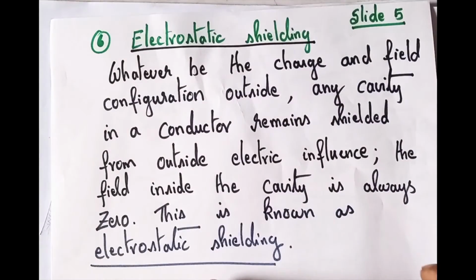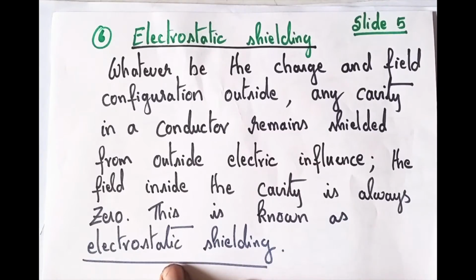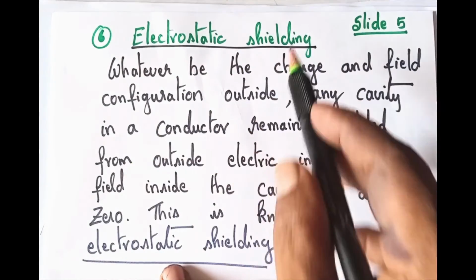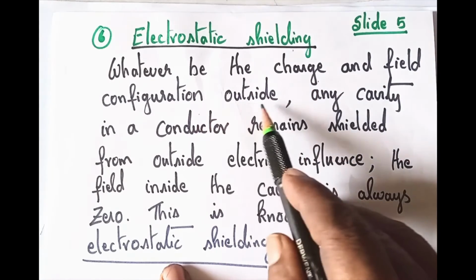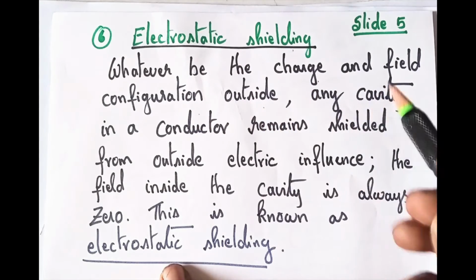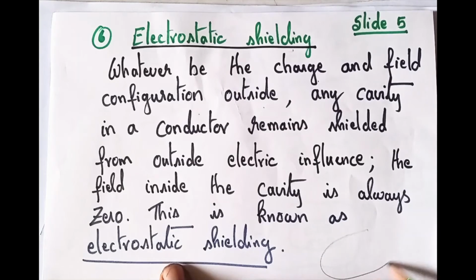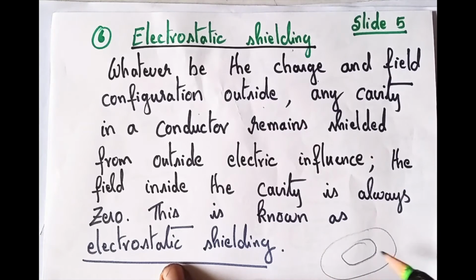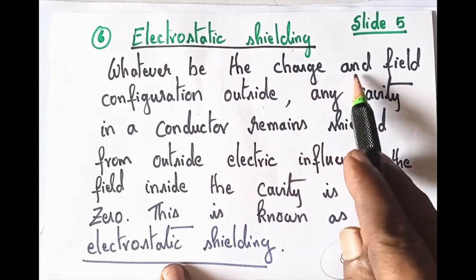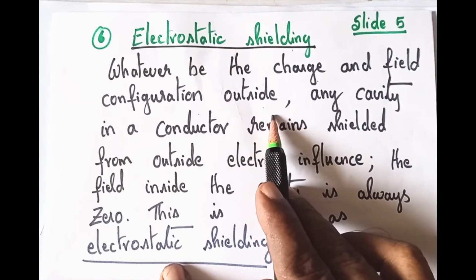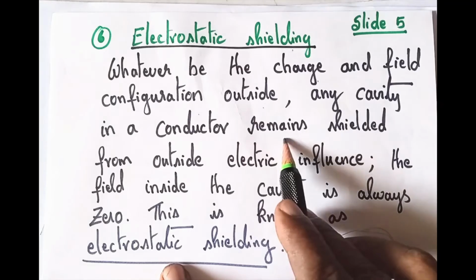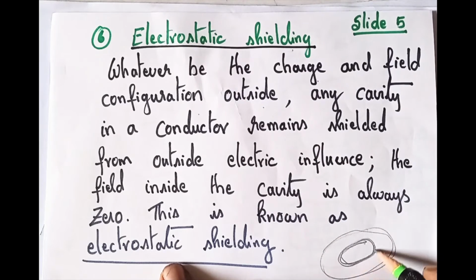Sixth point, electrostatic shielding. This is a very important point. Whatever be the charge and field configuration outside, any cavity within a conductor, so we are considering a cavity within the conductor and the outside of the conductor, any cavity in a conductor remains shielded. That means this cavity remains shielded.